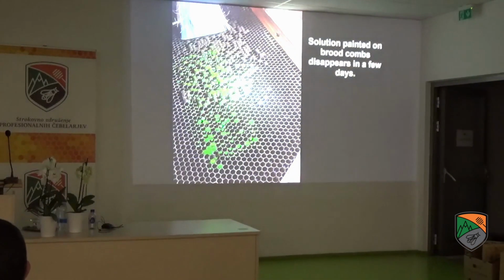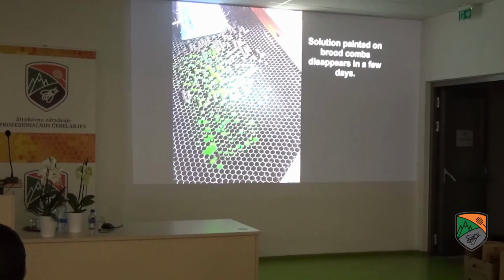And then, curious, where does it go to? We noticed that after a day, there was very little left anywhere in the colony. Like none on the bees and very little on the comb. By 2 days, there was no more glow on the combs at all. Curious about that, where's it going?